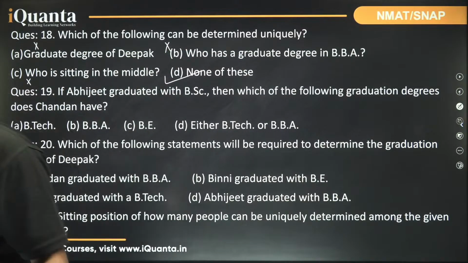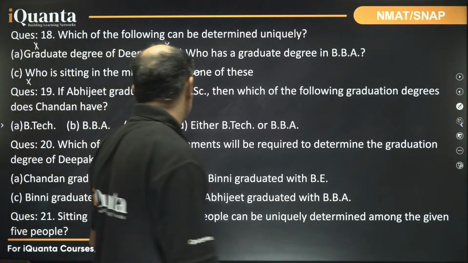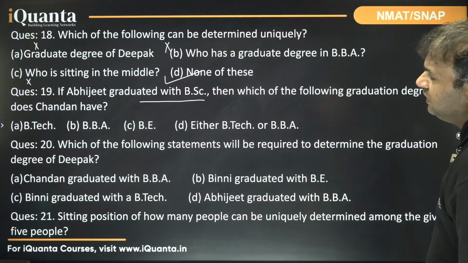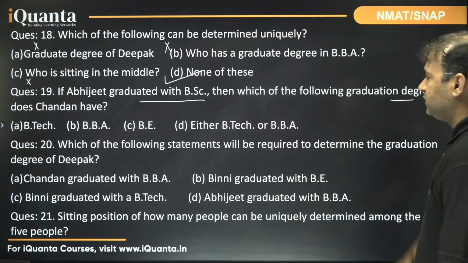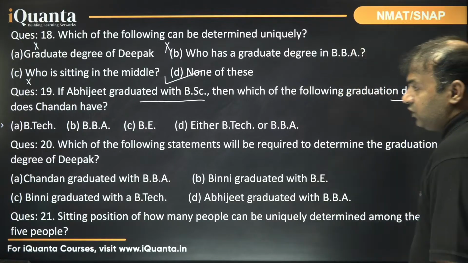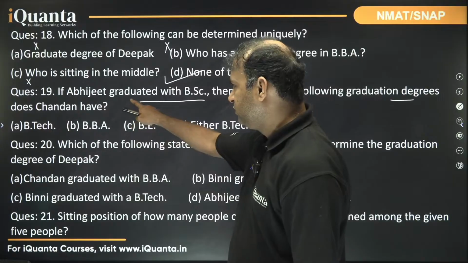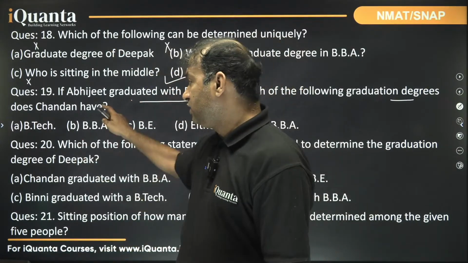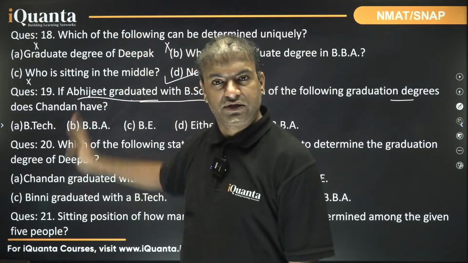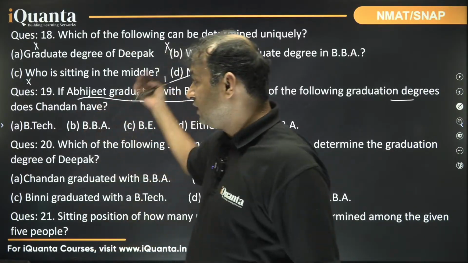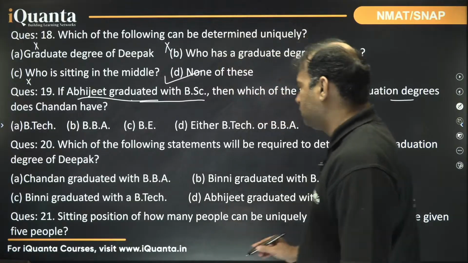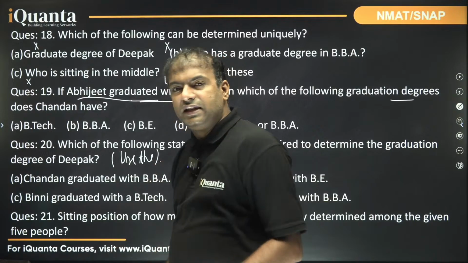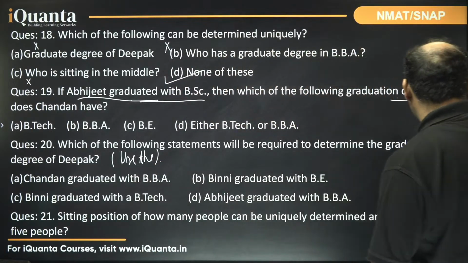Question number 19 says that if Abhijit has graduated with BSc, so in this question we already have the information that Abhijit is in BSc, then which of the following graduate degrees does Chandan have? I hope you are not thinking that we should use this information in question 18 as well. Let me tell you, it doesn't usually happen. We cannot use the information of any question in any other question. We can do that only if they tell us to, let's say in question number 20 they say to use the information from the previous question. Only then we can do that. Otherwise we can never do this. So always remember this point, guys.